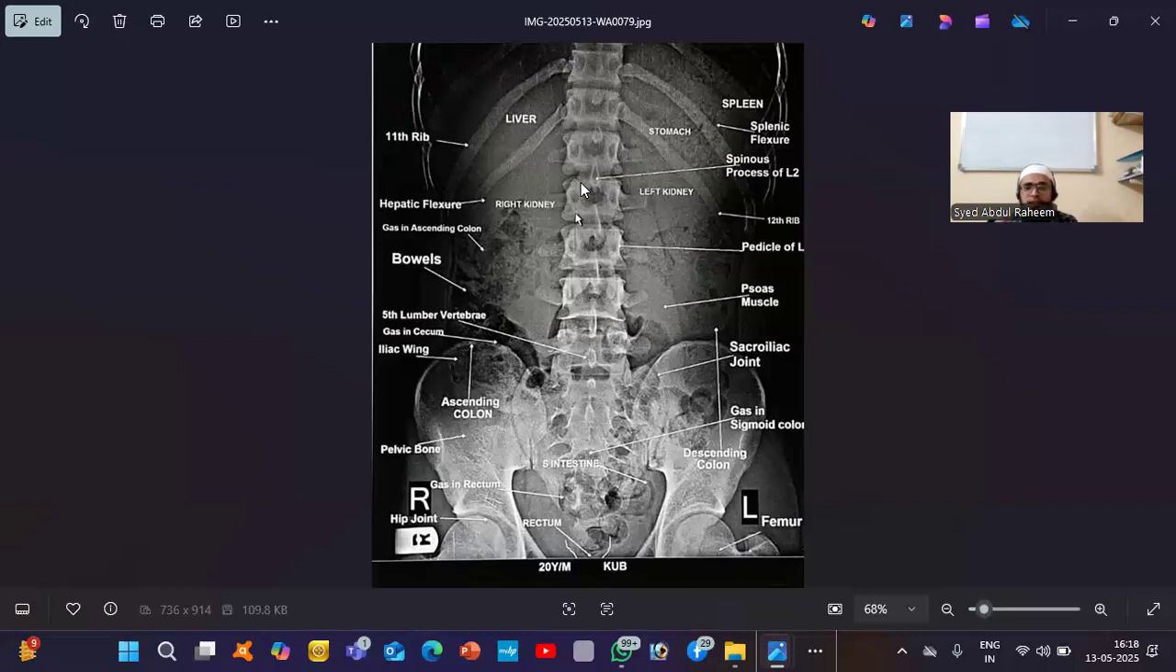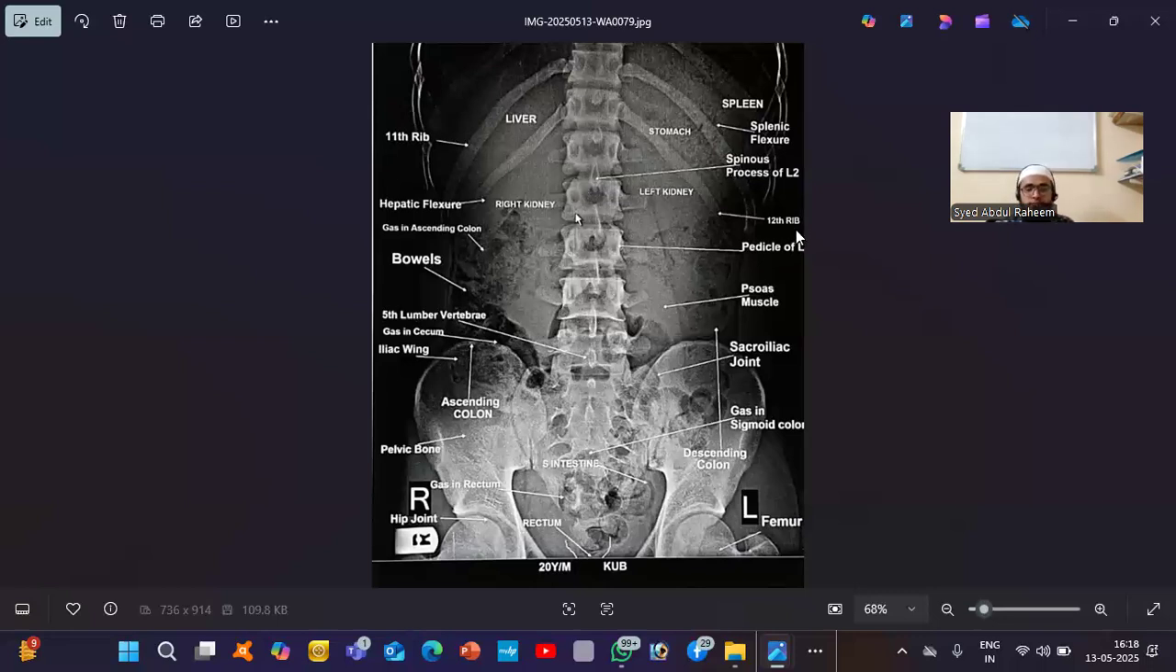Whenever you get an X-ray, first you have to note down the symptoms, and you have to match the X-ray with those symptoms. If a patient has left side pain, you have to focus most on the left side. What are the pathological findings? Any obstructions, anything that may be giving trouble to the patient. You have to notice that significantly.